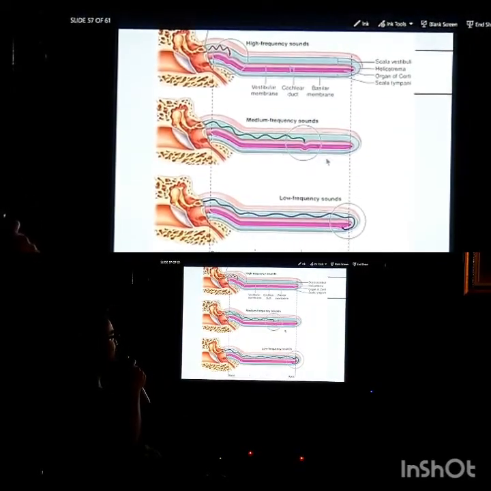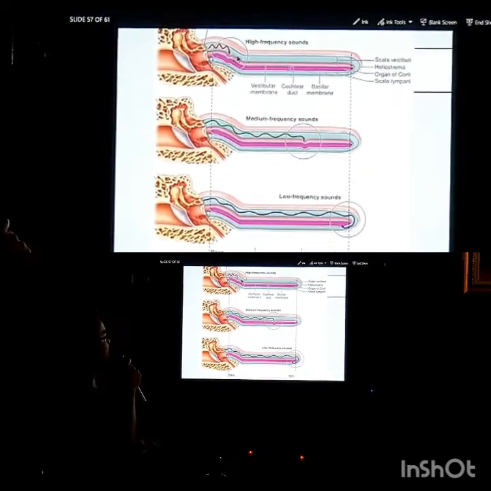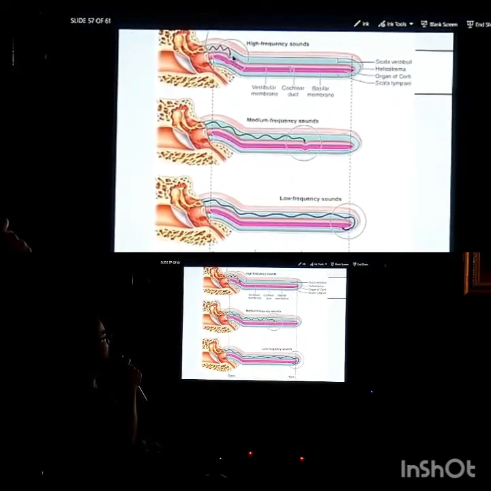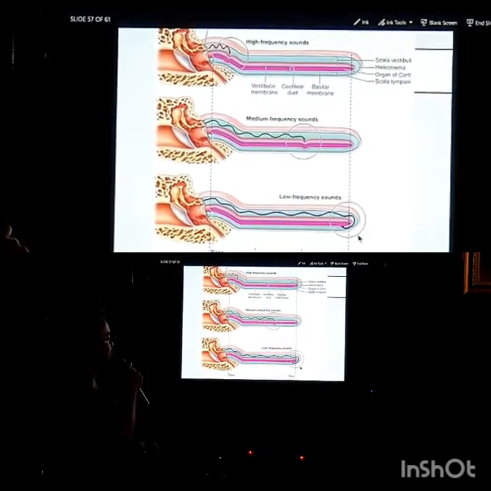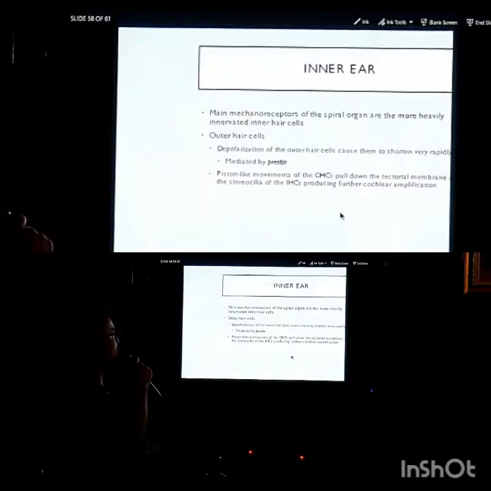So this is another diagram showing you high frequencies stimulate the basilar membrane near the base. Mid-frequency sounds, of course, stimulate the middle of the cochlea, and low-frequency sounds stimulate near the apex of the cochlea.